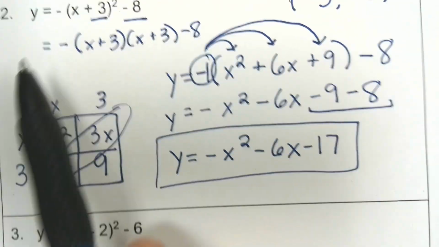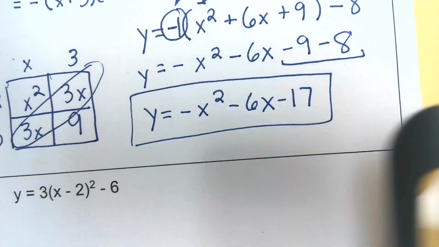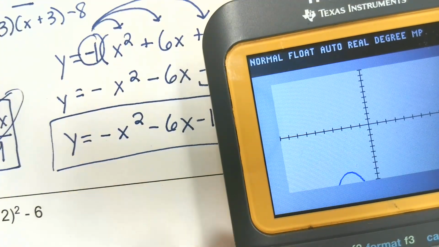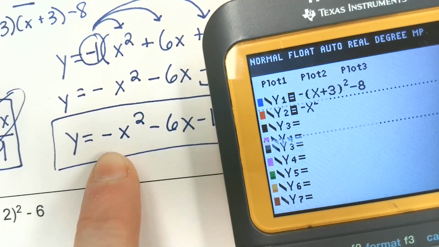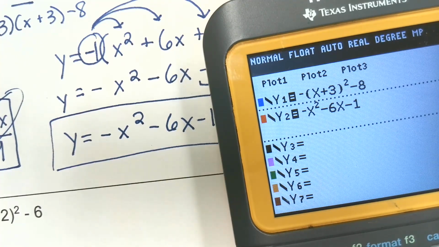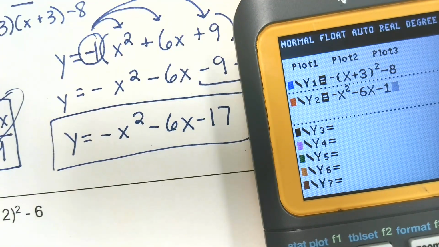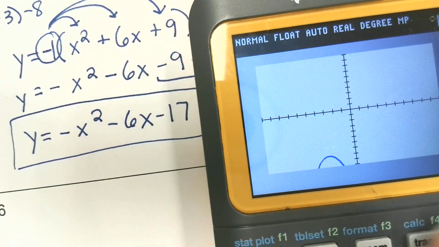Okay, so did y'all see how this negative was there? That's how you know it's flipped over. Okay, and then we just want to make sure that these are the same. So go back to y equals, go to y2, and let's put in the standard form. So negative x squared minus 6x minus 1. Hit graph, make sure they're the same. Oh, no, it's not minus 1. It's minus 17. Couldn't see it. Hit graph. Okay, does the red go right on top of the blue? Yes, so we did it correctly.